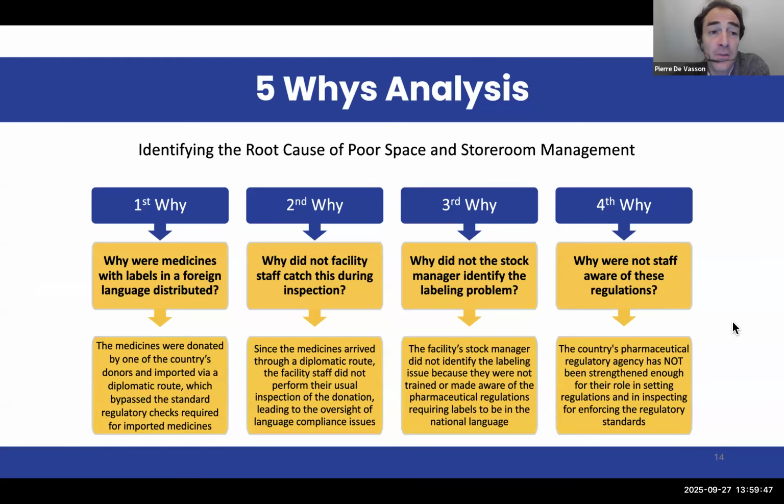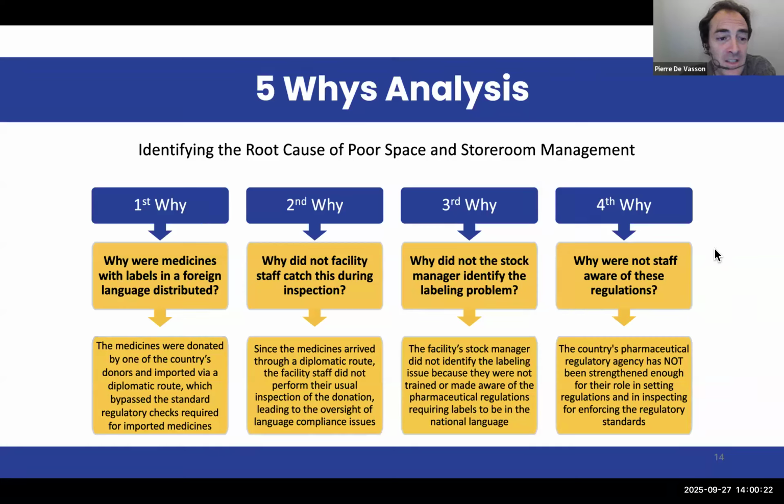And if you acknowledge that it's a problem and if you identify that it's a symptom, then you go into different methodologies to actually try to identify the root causes. One of the few methodologies is called the 5 whys, which is very simple. You ask 5 times why. So the first why could be the following.